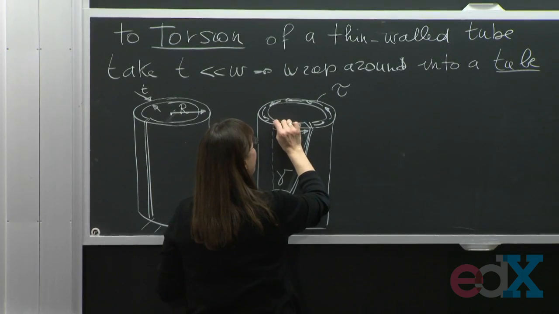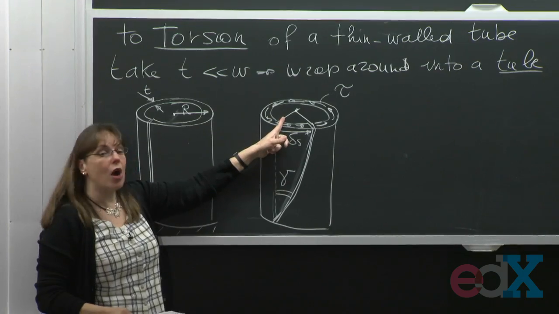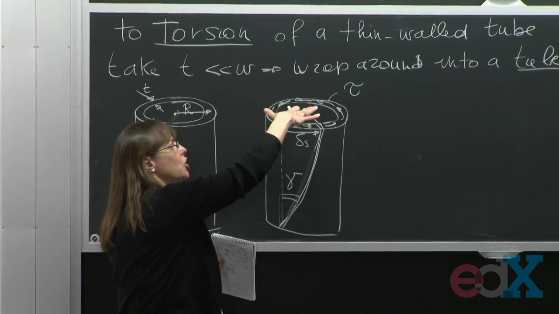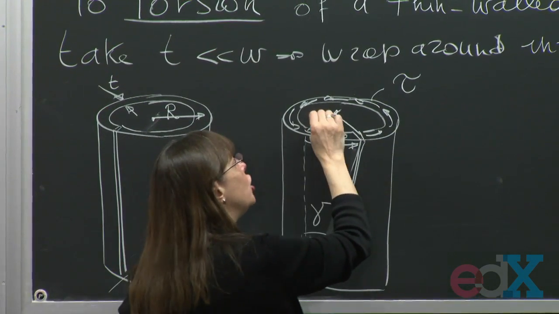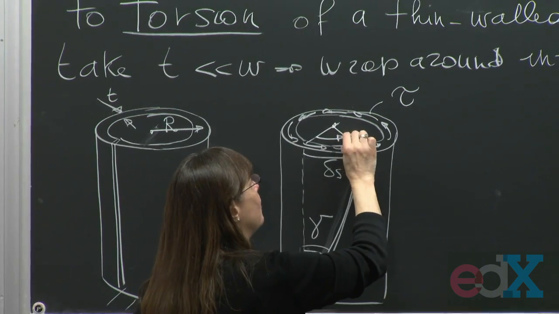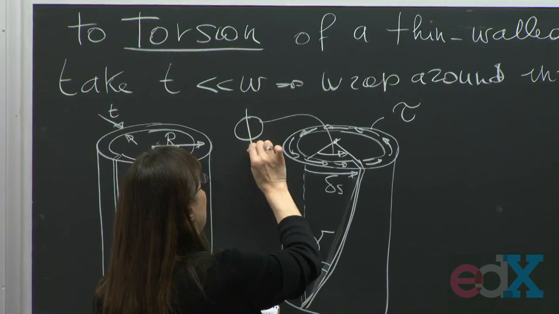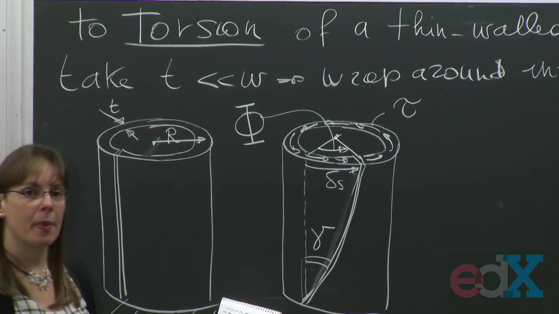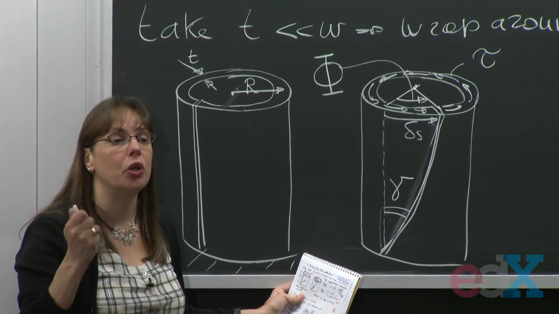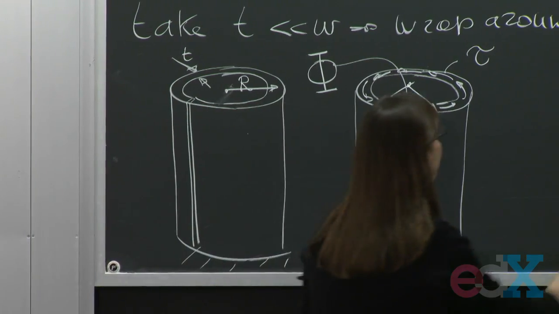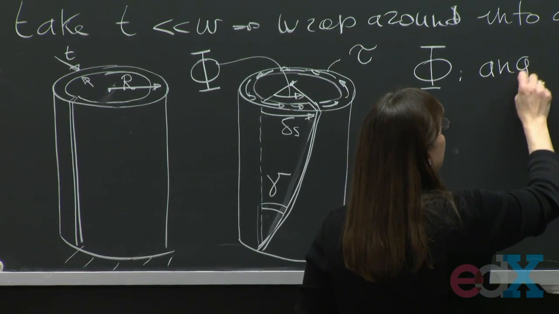Now I can define another angle. If I look from the center of the circle, from where I was to how much I rotated the top, you see the top has rotated? How much the top is rotated, this angle here is a very important angle. And this angle here is called phi. And phi is our main character for deformation in torsion. So let's give it a name. Phi is called the angle of twist.